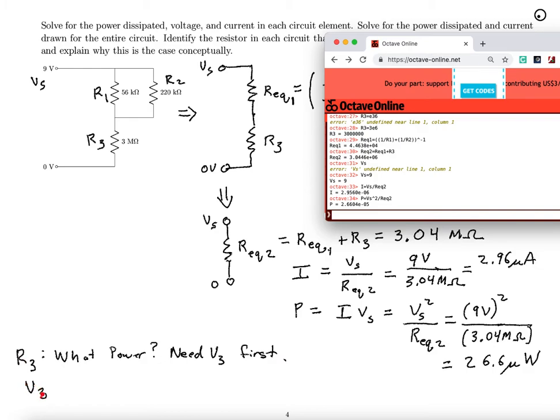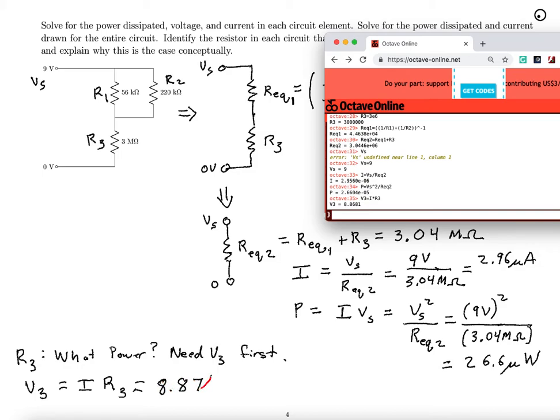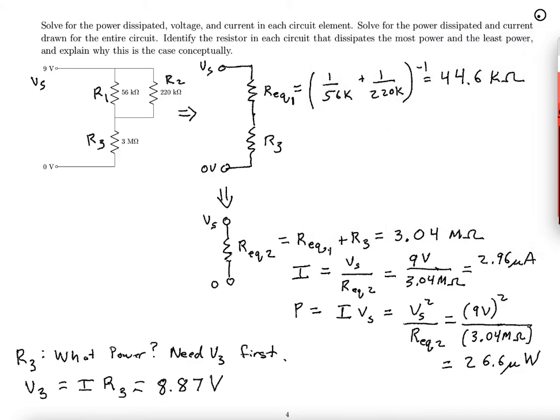So V3 equals I R3, which is 8.87 volts. This makes sense because most of the voltage drop is across this large resistor, whereas these two resistors combined are only 44 kilo ohms, so only a little bit of voltage drop is there.